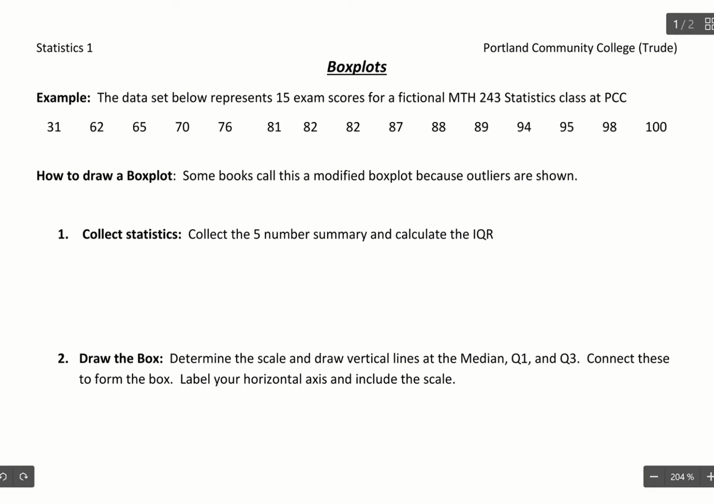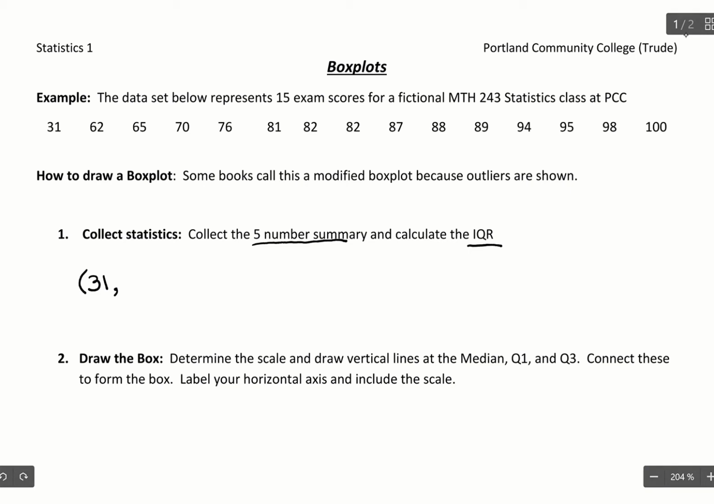So first thing we need to do is collect some statistics. We need to start with our 5-number summary, and then once we have that, we can calculate the interquartile range. So just to go through how we find these values, for our 5-number summary, we start with our minimum, which is 31, and then we're going to need our first quartile, median, and third quartile, which in the technology video, I'll go through how to find those using technology, but for right now, let's go through how to do it by hand again.